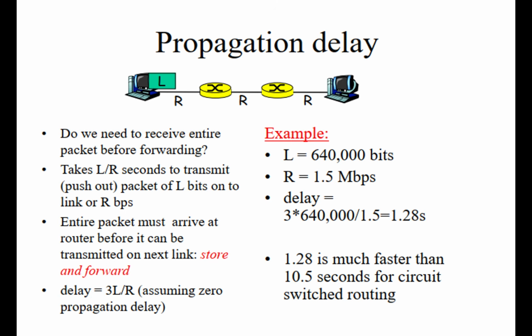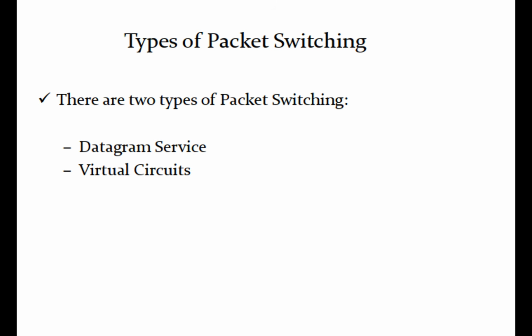Propagation delay. Do we need to receive the entire packet before forwarding? It takes L/R seconds to transmit, push out, a packet of L bits onto a link of R bps. The entire packet must arrive at the router before it can be transmitted on the next link. Store and forward delay equals 3L/R, assuming zero propagation delay. Example: L equals 640,000 bits, R equals 1.5 Mbps, delay equals 3 times 640,000 over 1.5 million, which equals 1.28 s. 1.28 s is much faster than 10.5 seconds for circuit switched routing.